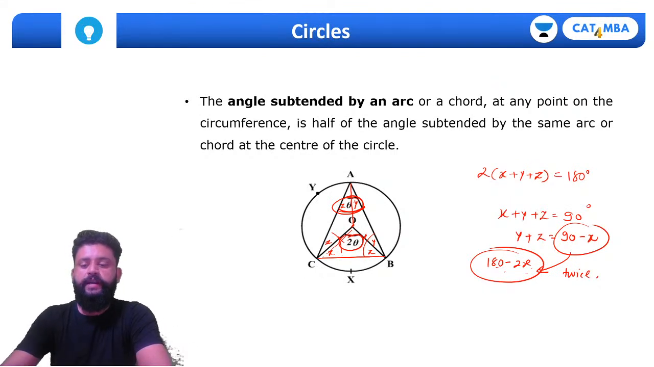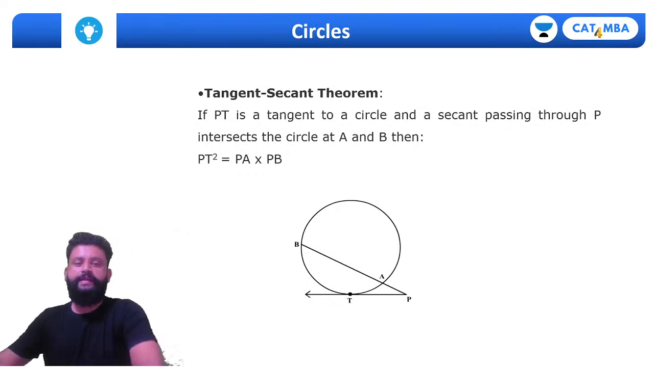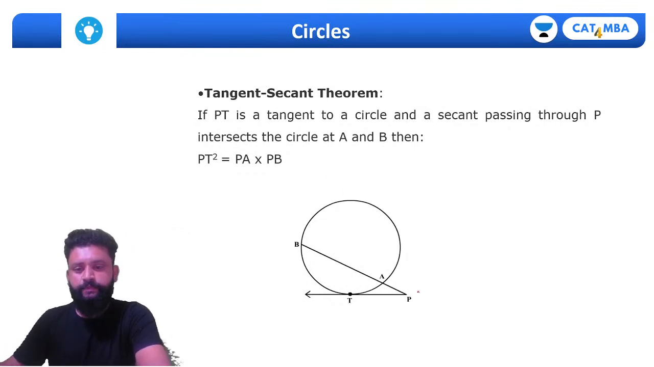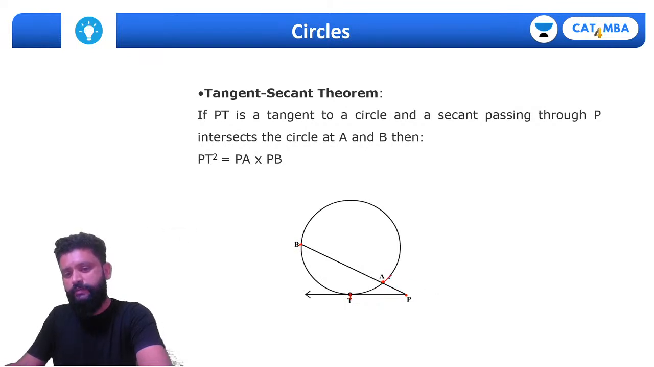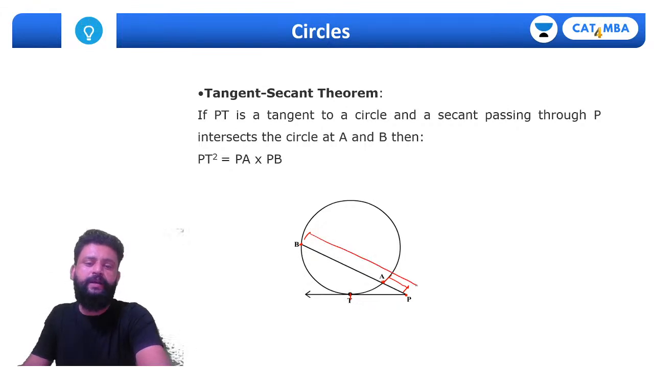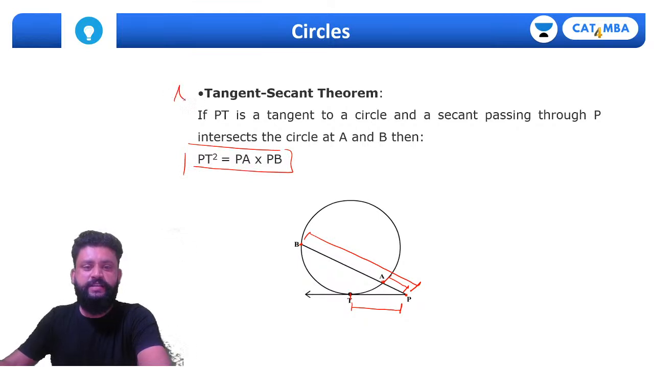Then let's move to the next thing. Okay, tangent secant theorem. Remember this theorem. If we draw a tangent from any external point P which touches the circle at T, and a secant from the same point, then the secant will touch at A and B. So remember this: if we multiply the length of segment PA and the length of segment PB, then definitely you get PT square. That's what you need to remember easily. That's the tangent secant theorem.